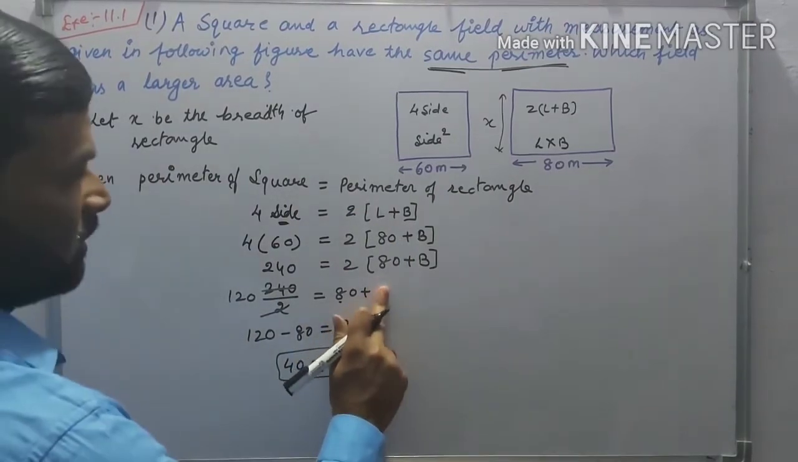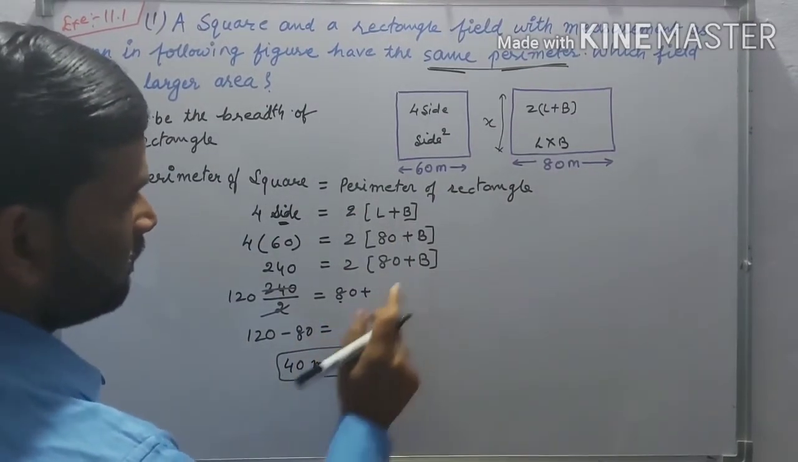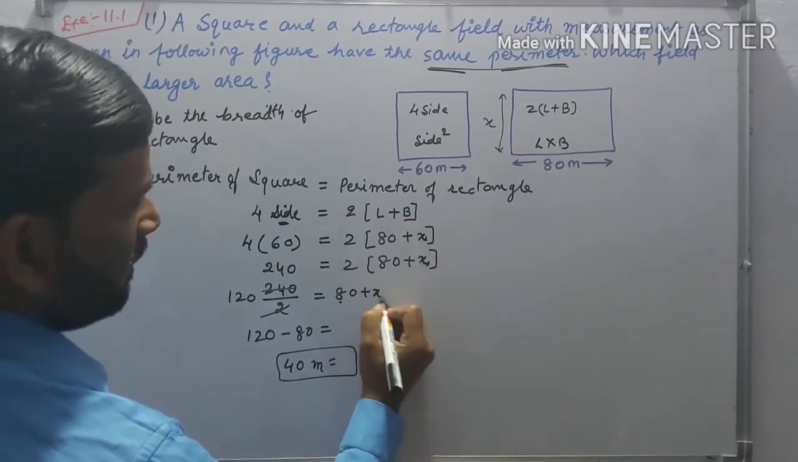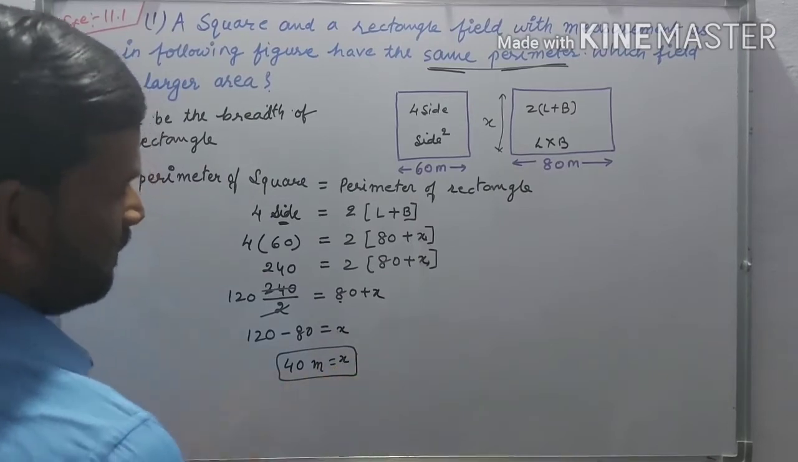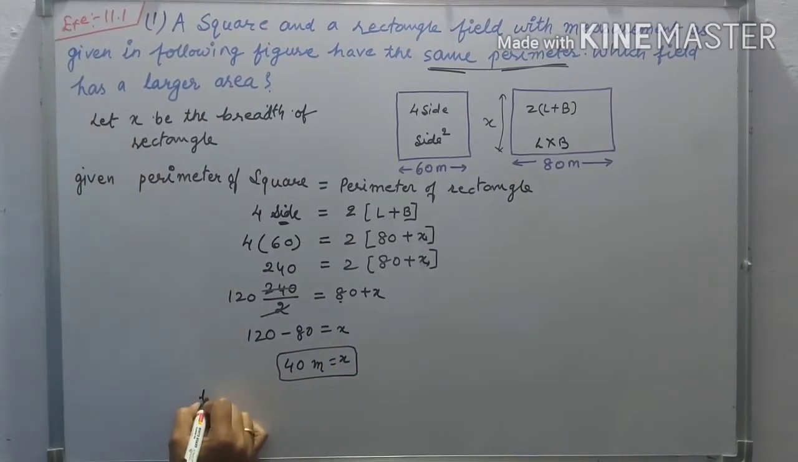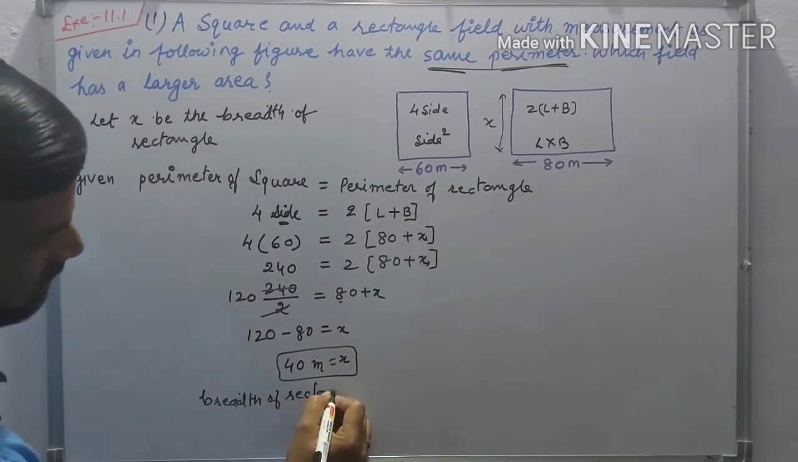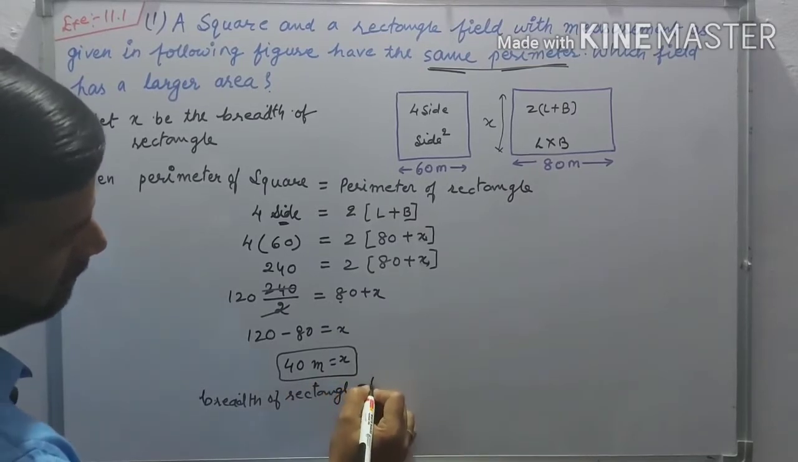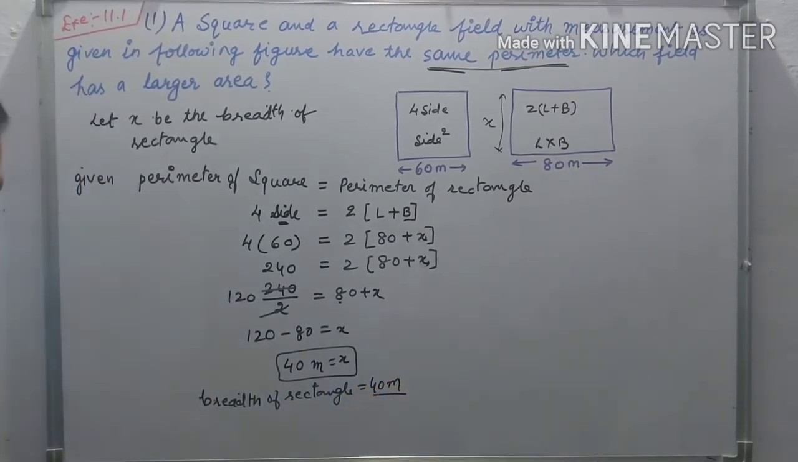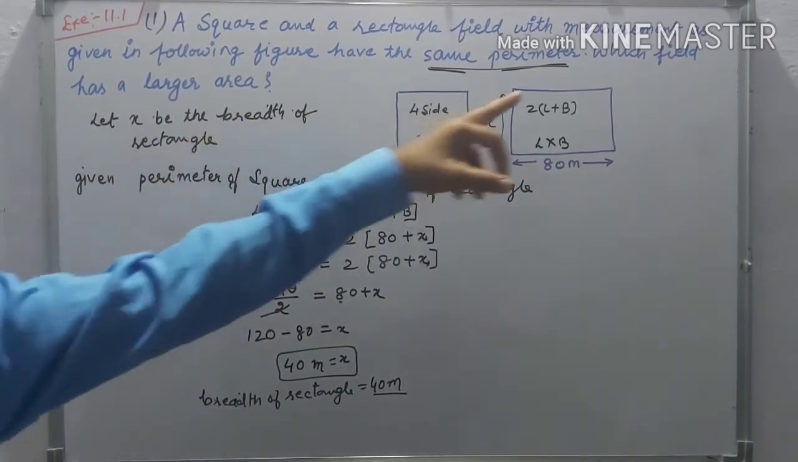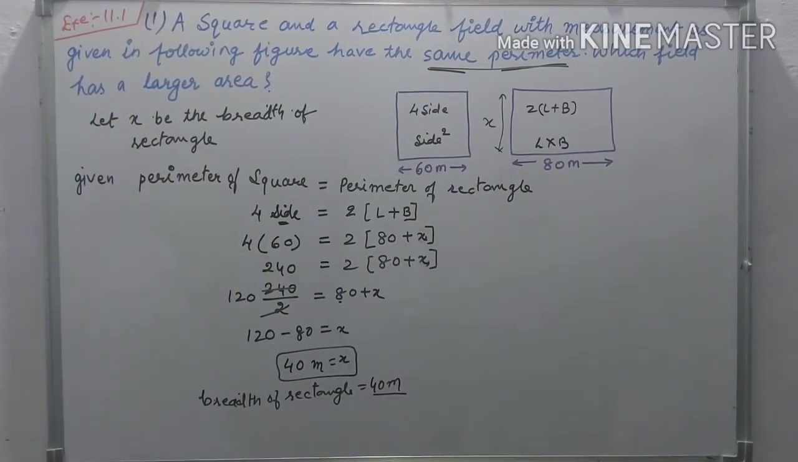Here you write not B, because you have put the value x. It means the breadth of the rectangle is 40 meter. Now we have found the breadth. Second, the question asks which field has the larger area.